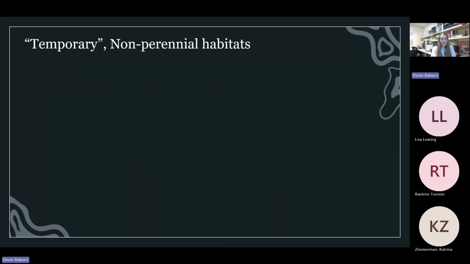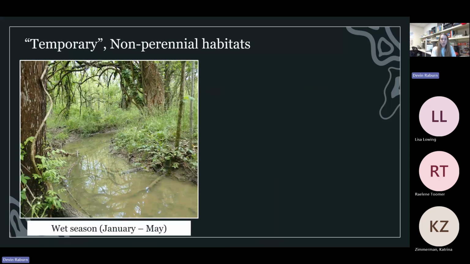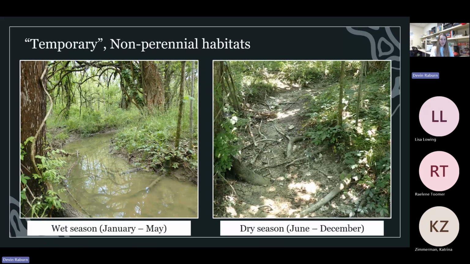So thinking back to that temporary keyword, they're referring to non-perennial systems, or systems that don't stay wetted throughout the entire year. So we can see in this picture, during the wet season in Mississippi, which is from January to May, this is a stream channel we caught rivulet crayfishes in. You can see that it's full of water during the wet season, of course. And then that same stream channel during the dry season, in Mississippi from around June to December, it's completely dry. But these rivulet crayfishes are able to persist in these habitats.